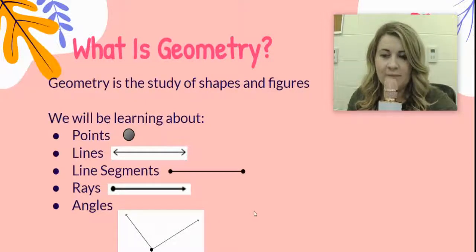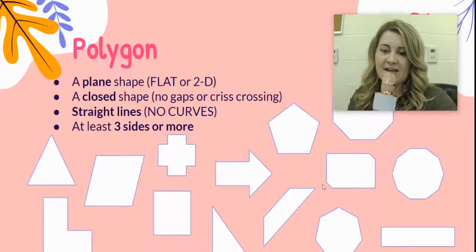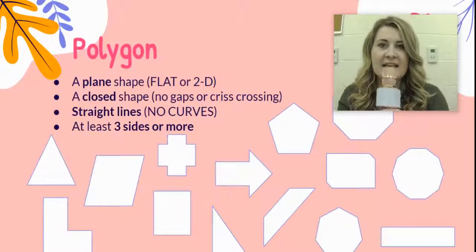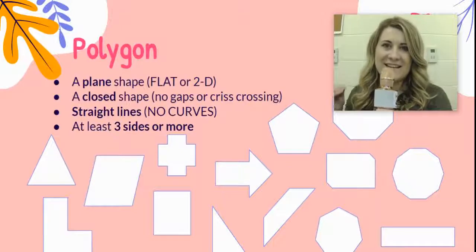All right, next, let's talk about what a polygon is and what it is not. A polygon is a shape whose lines connect.